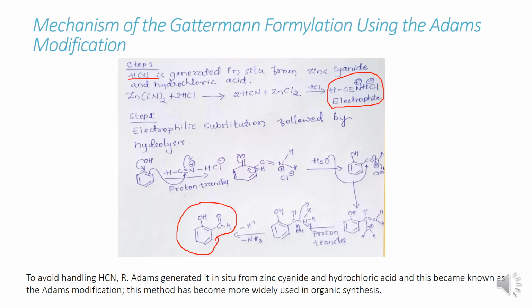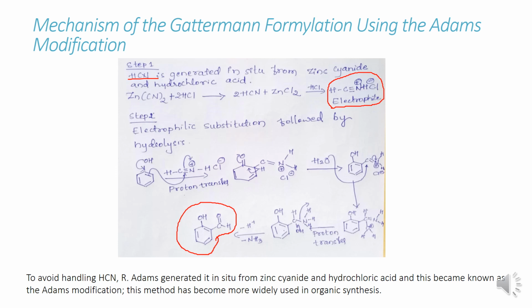So as I said, to avoid the handling of HCN, in situ HCN is generated with the help of zinc cyanide and hydrochloric acid. This became known as Adams modification also. This method has become more widely used in organic synthesis. So formylation takes place in 3 steps. In the first step, generation of the electrophile.